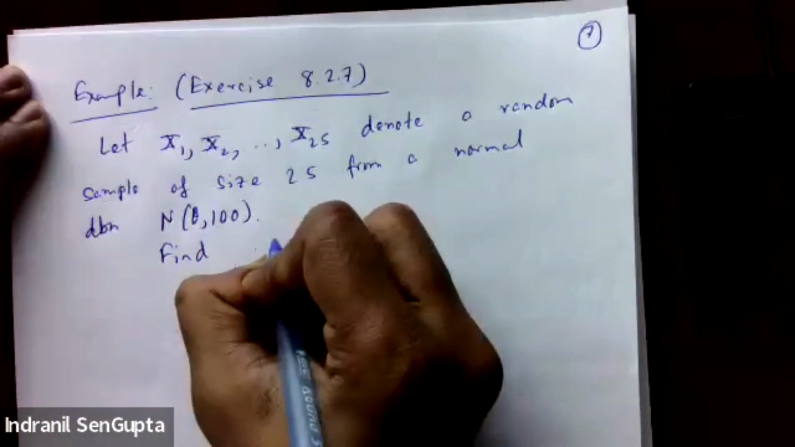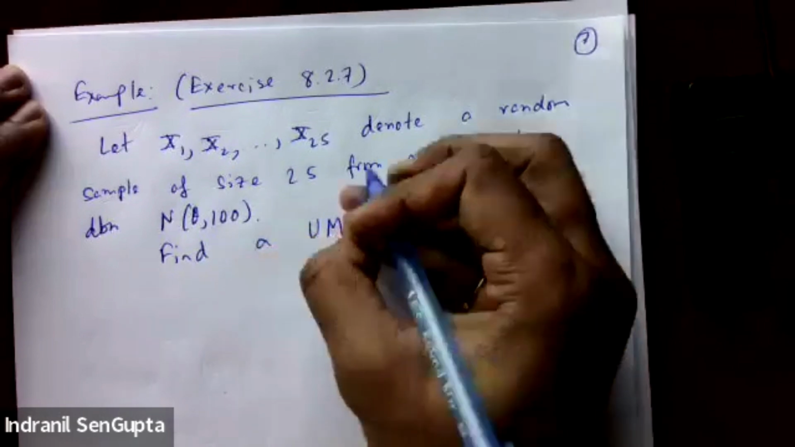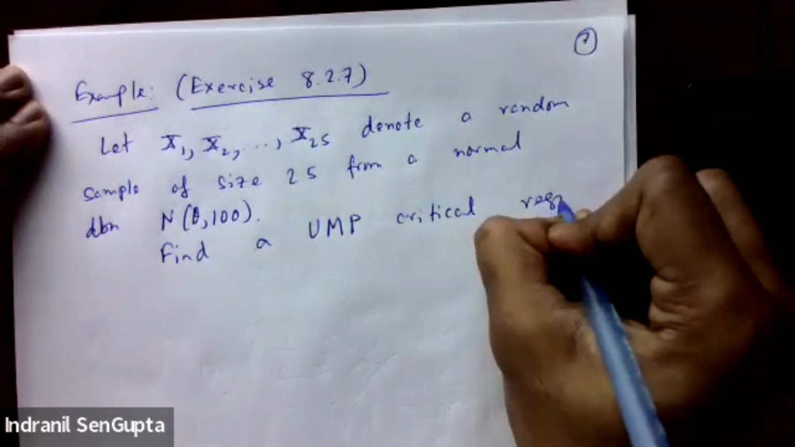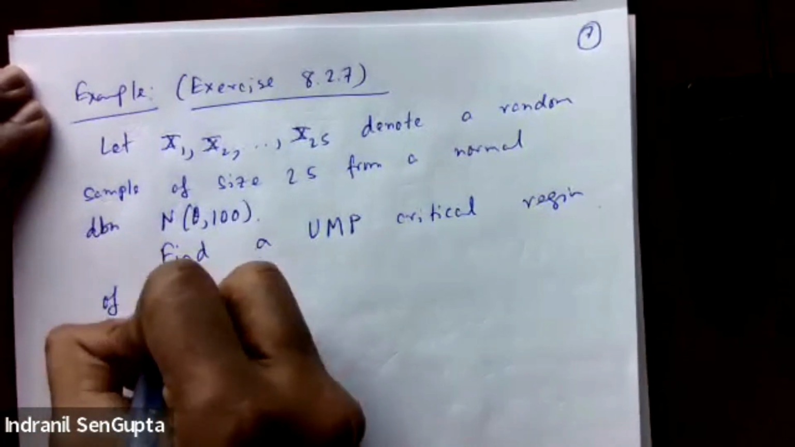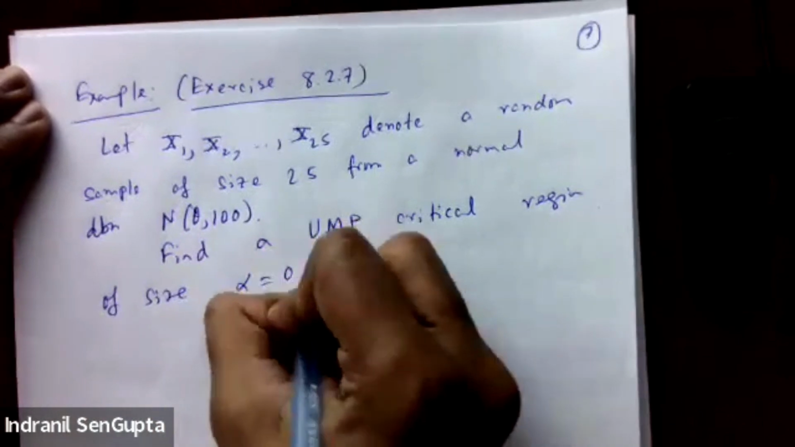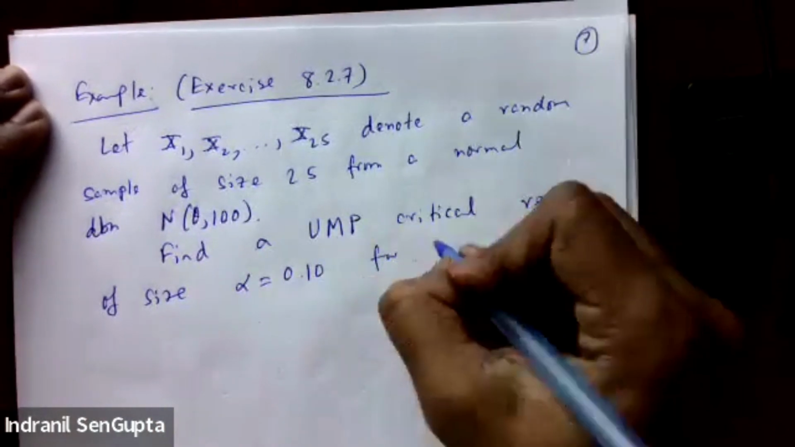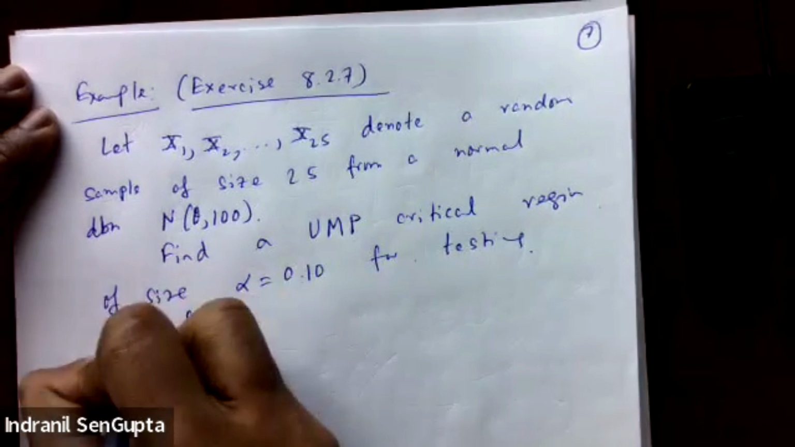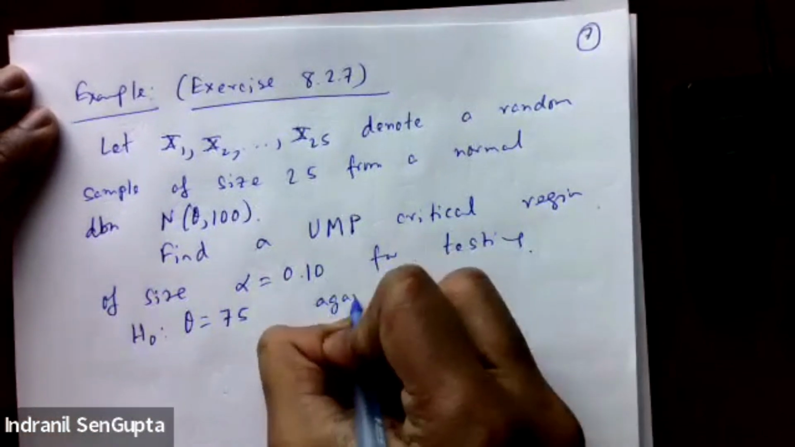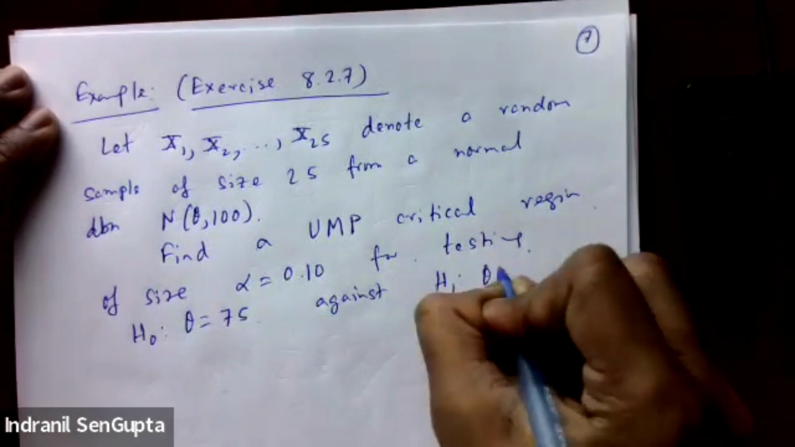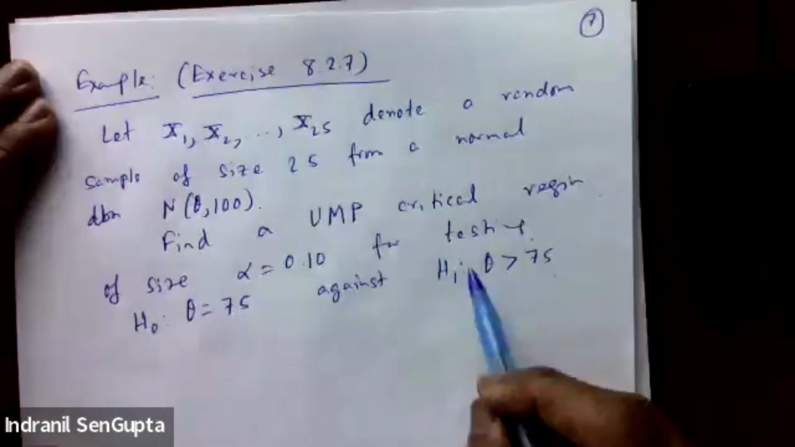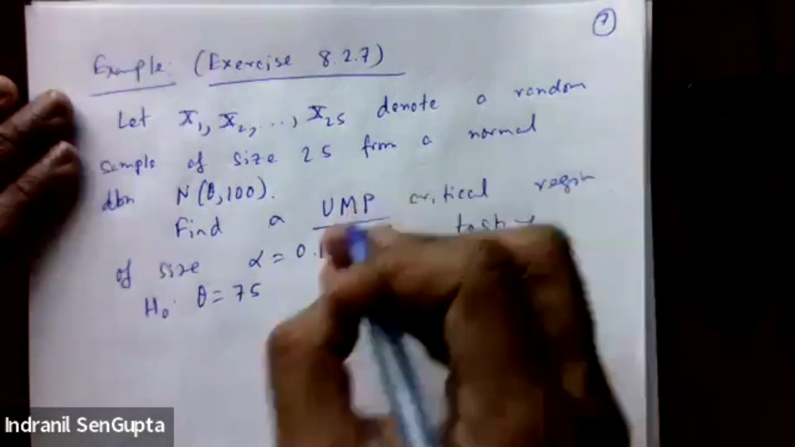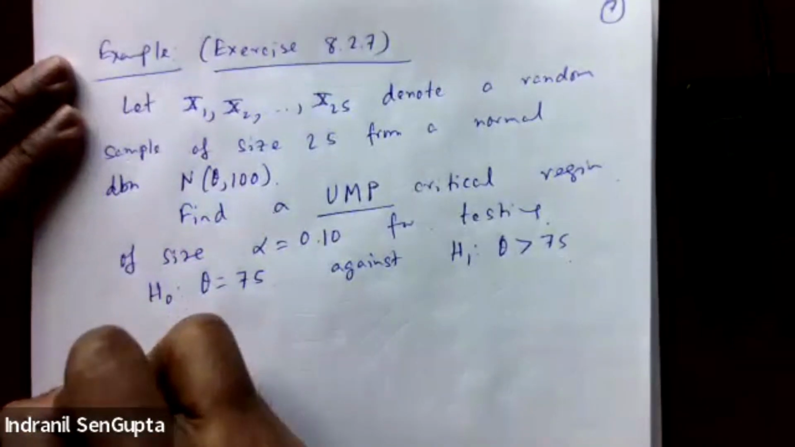Find a uniformly most powerful critical region of size alpha equals 0.10 for testing theta equals 75, which is the H0, against H1, which is theta bigger than 75. See that here is a composite alternative hypothesis. So that's why we are talking about the uniformly most powerful critical region. Okay. So here is a solution.